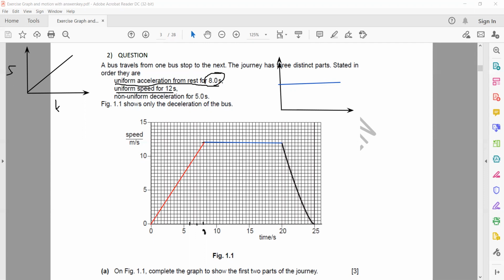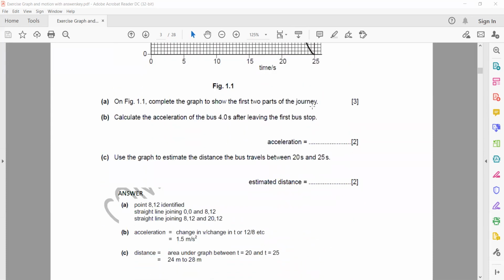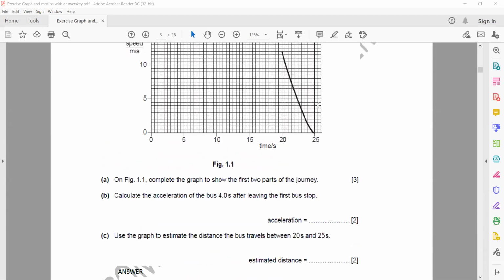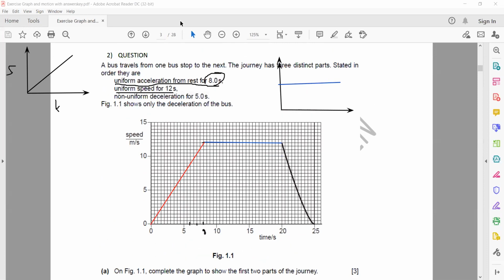So first it is a constant acceleration, and the second part it is constant speed. Then the third part, calculate the acceleration of a bus for 4 seconds after it leaves the bus stop. So how can we calculate the acceleration of a bus for 4 seconds? Because it's a straight line, we can use the formula. The acceleration is the final velocity minus initial velocity divided by time.